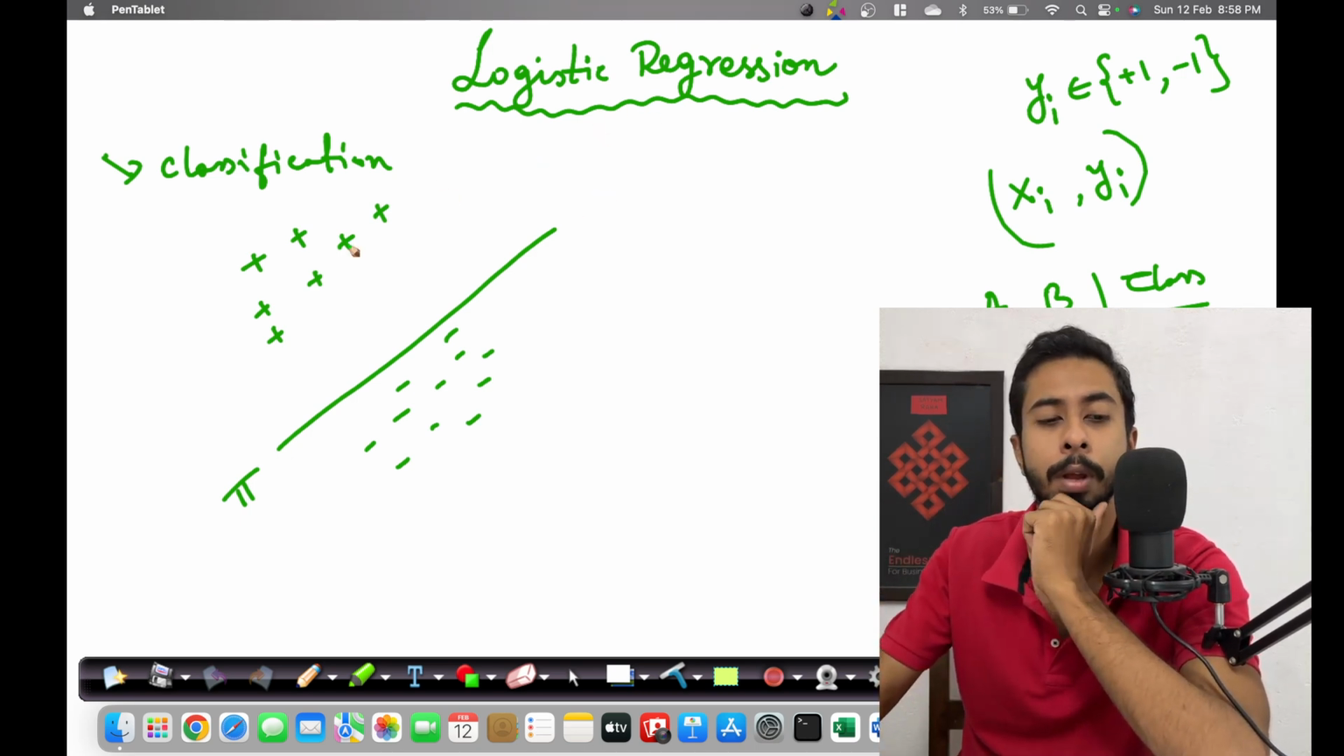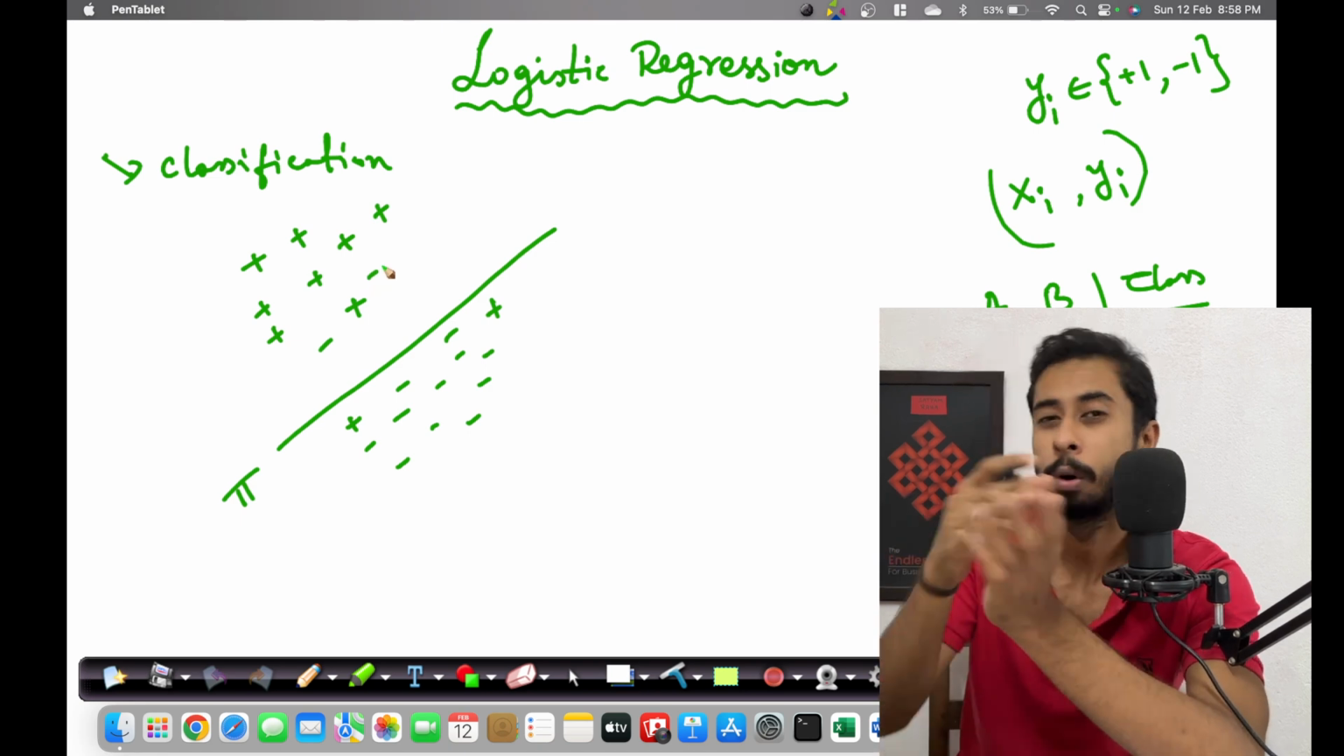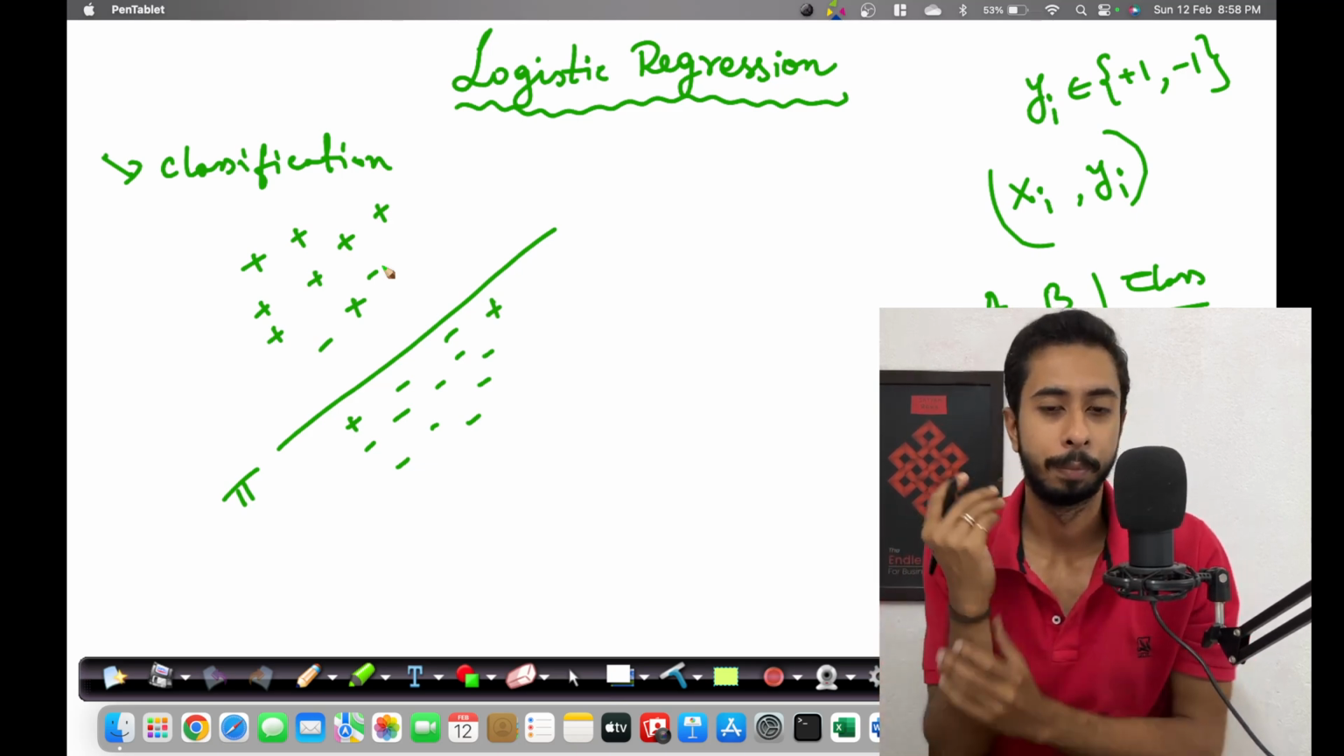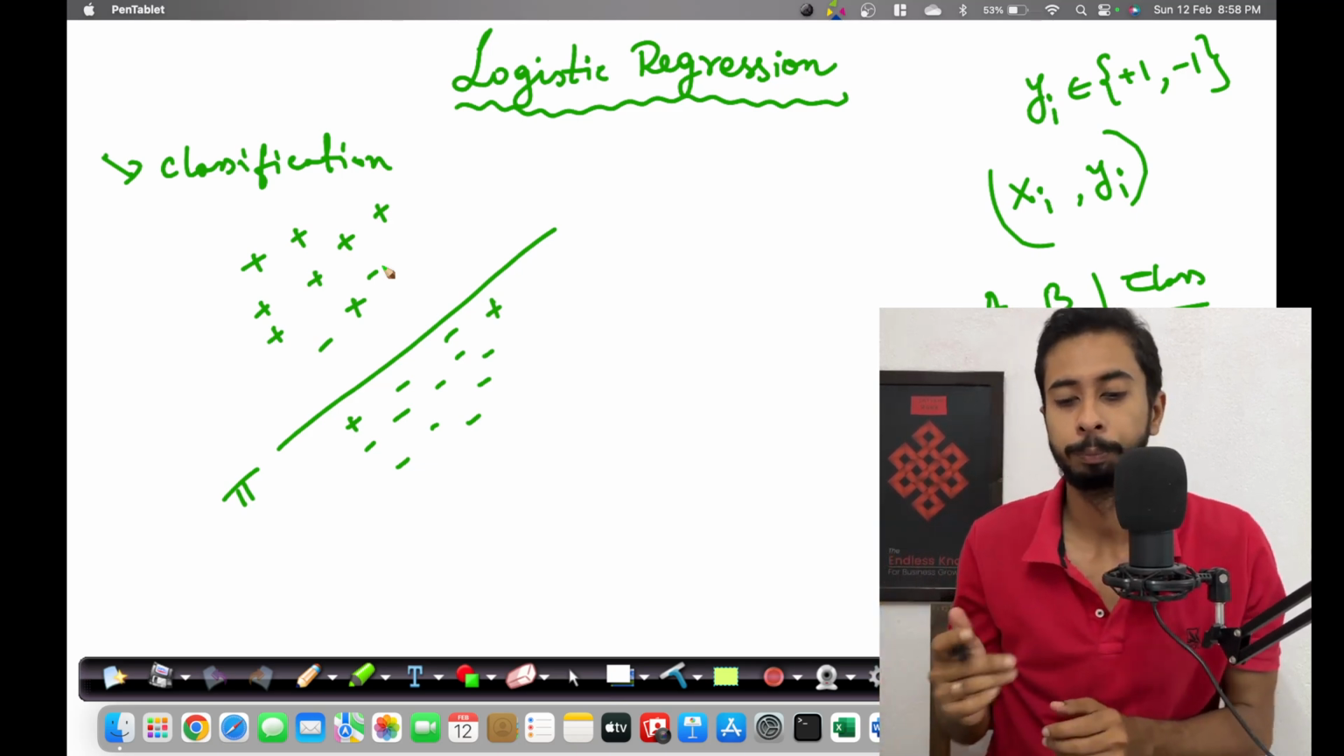So here are some positive points, some negative points, and we can have it like this also. We can have a mixture. We can have some negative points on the positive side, or we can have some positive points on the negative side, and that is the real scenario.